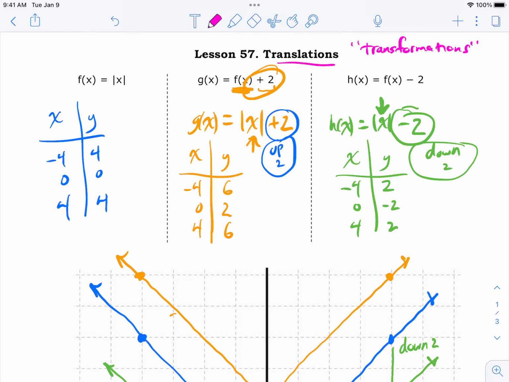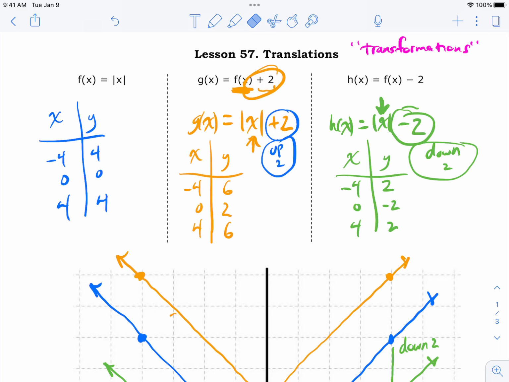Translation, it turns out, is one kind of transformation. We'll look at more transformations as the days go by, like reflecting and so on. But for today, we're just moving things around. We're shifting things around. Translations: up, down, left, right, that kind of stuff.